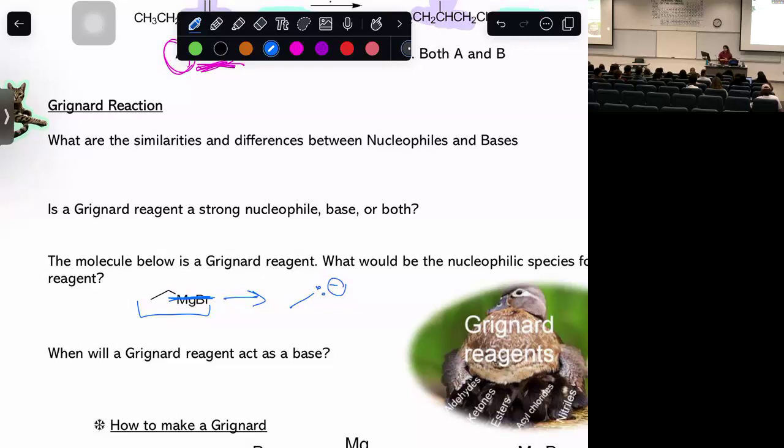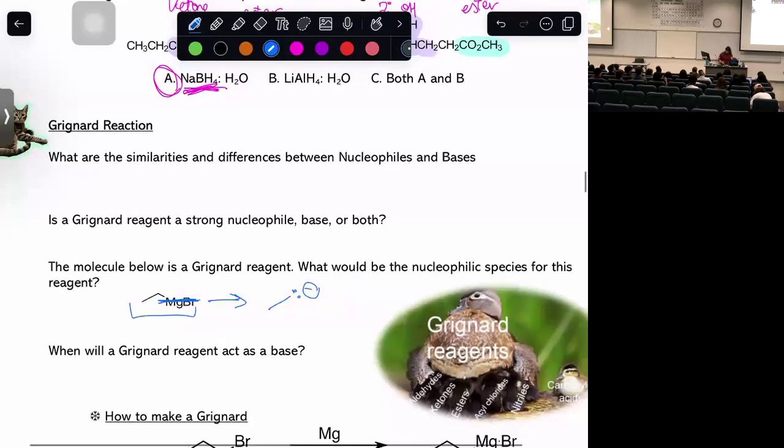Okay, now it's the same thing that we were talking about with the sodium and lithium reagent. With those, it was just a hydride ion, a hydrogen with a negative charge. This time it's going to be a carbon chain with a negative charge. That's the main difference between them. Now, as you can see, if we have a carbon chain with a lone pair and a negative charge, that's going to be a good nucleophile, and that's also going to be considered a good base.